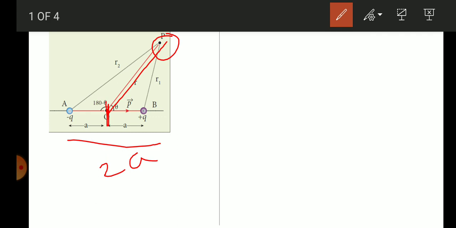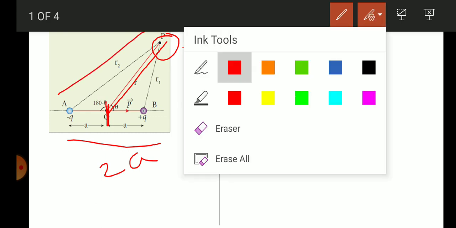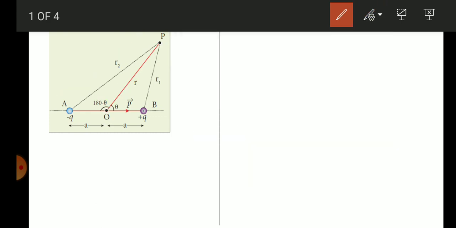Okay, and I'm going to consider a point P at a distance of r from the midpoint of the dipole. It makes a distance r1 from plus q to point P. Similarly, it makes a distance r2 from A to P. And the electric dipole moment acts from minus q to plus q. So this is the direction of the electric dipole moment.